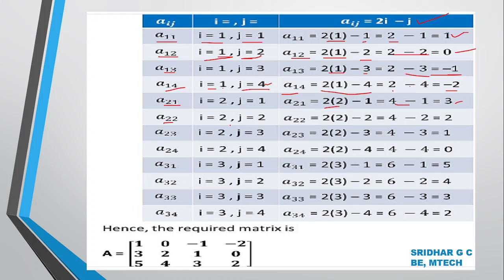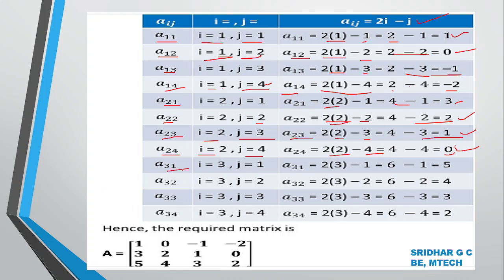Same way, A22. i equals 2, j equals 2. So 2 into 2, 4. 4 minus 2, it will be 2. Next, A23. i equals 2, j equals 3. So 2 2s are 4, 4 minus 3, 1. Next, i equals 2, j equals 4, for A24. So 2 into 2, 4. 4 minus 4, 0.